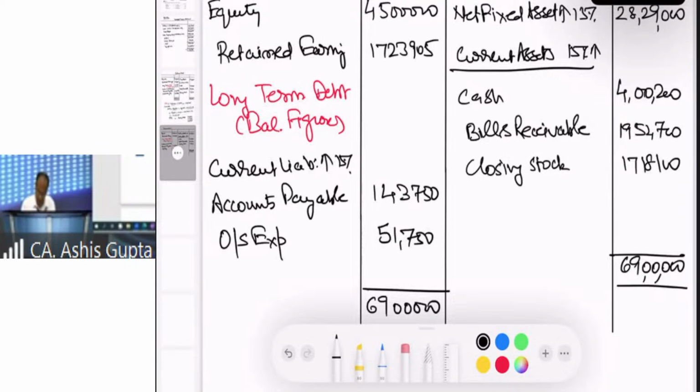One second. I think maybe my mistake may be there. We have what back. 1,43,71. One second. 69 lakh minus 45 lakh minus 1723 905 minus 143 750, 51 750.